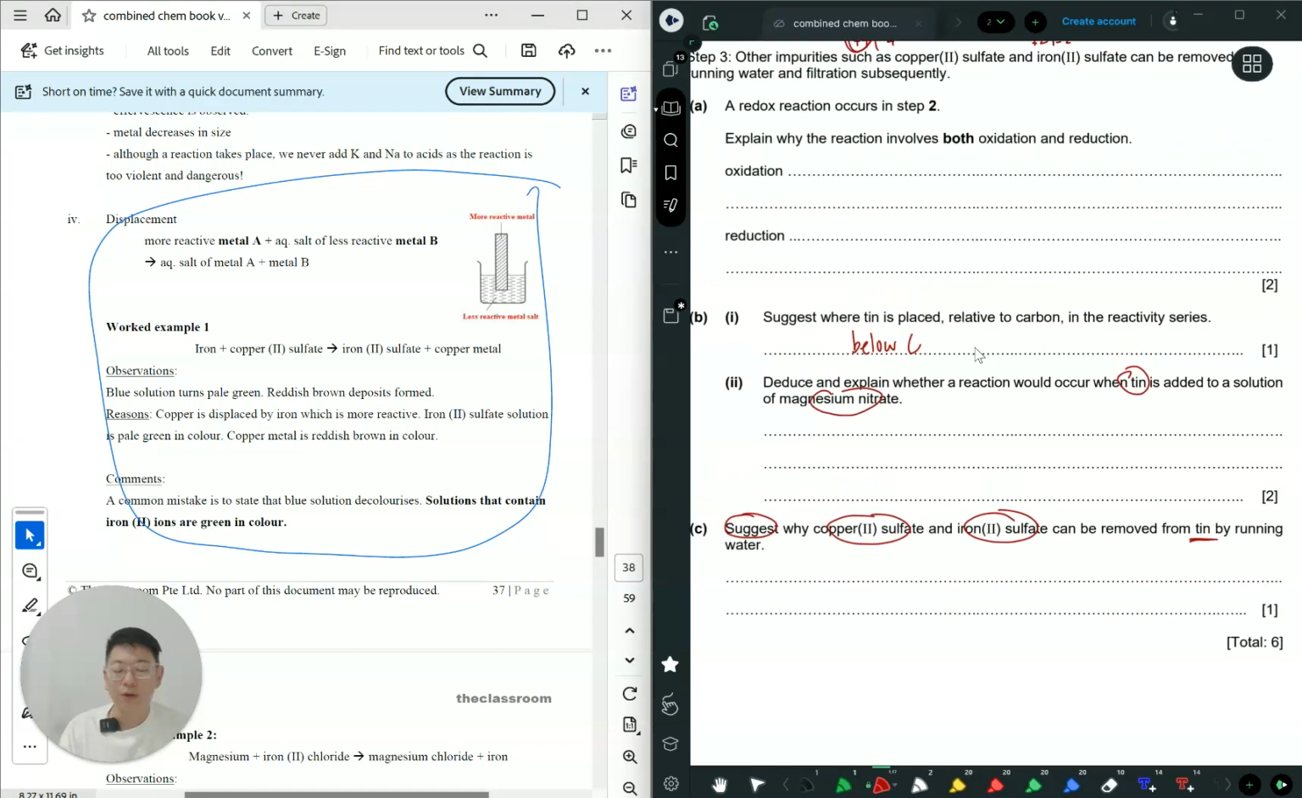Now I'm not going to do section B because I again just wanted to show you how to use this set of notes. So I hope you found it useful and I hope you now know how to revise for your next upcoming chemistry exam. I'll see you in the next video.